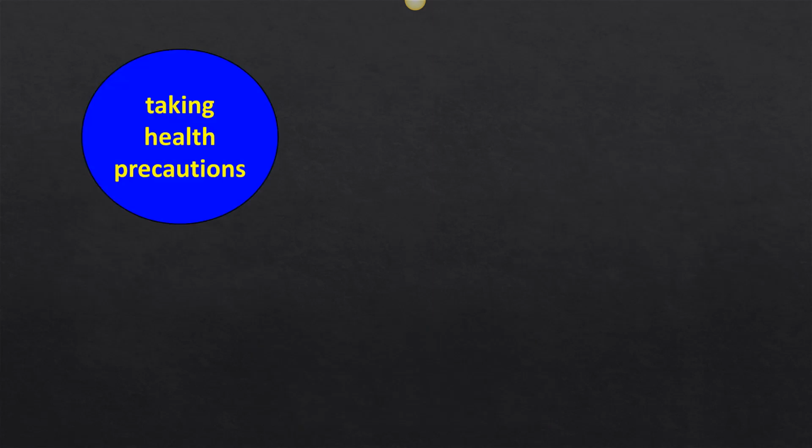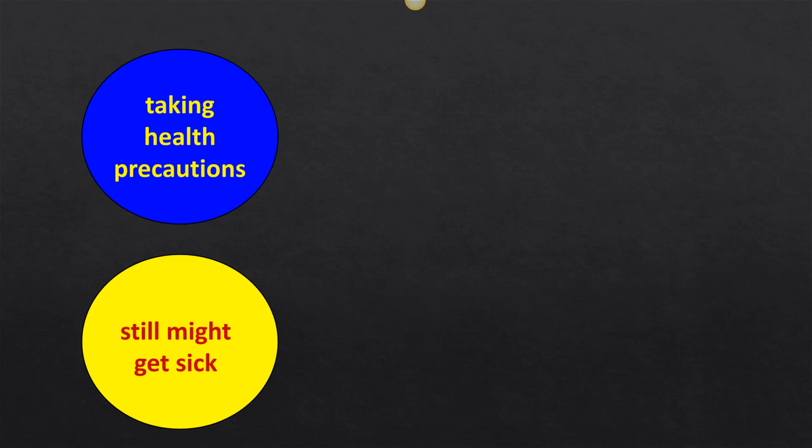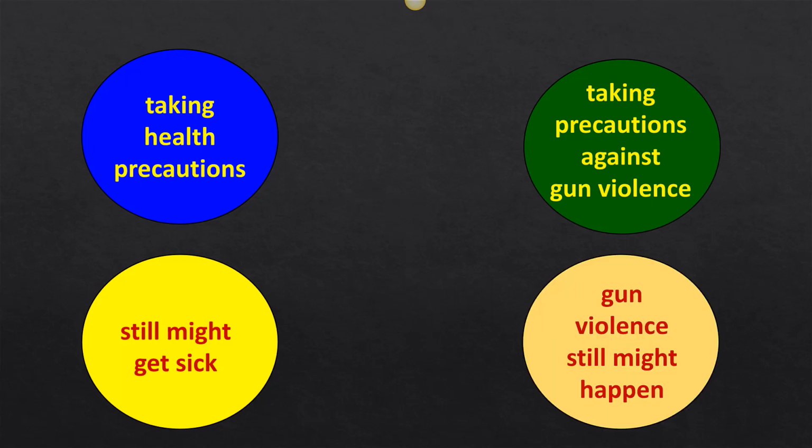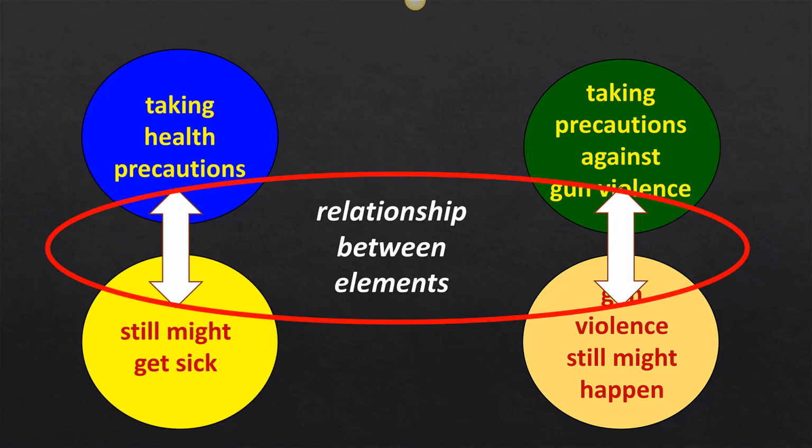So we have taking health precautions, and we still might get sick. On the other hand, we have taking precautions against gun violence, and gun violence still might happen. And so the argument being made here is a comparison not between the elements, because the elements are very different from one another. They exist in different classes. But the comparison is being made on the level of the relationship between the elements. So taking health precautions has a relationship to you still might get sick, and taking precautions against gun violence has a relationship to gun violence still might happen.